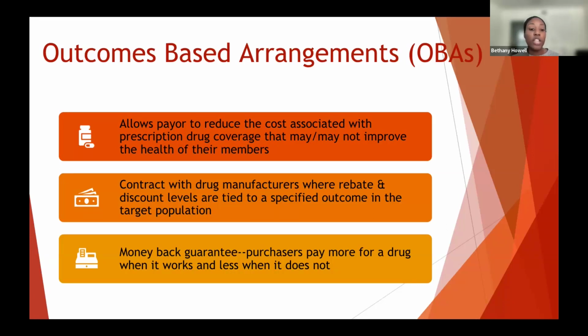It's different from a lot of other models because there's the direct negotiation between CMS and the manufacturers. And rebate and discount levels are tied to a specified outcome in the target population. And that really functions as a money back guarantee. So purchasers are going to pay more for a drug when it works and less when it does not. And that's why the monitoring that CMS does is really important.